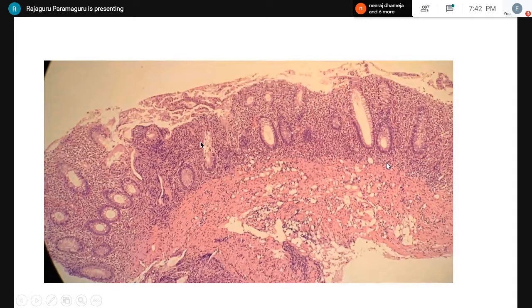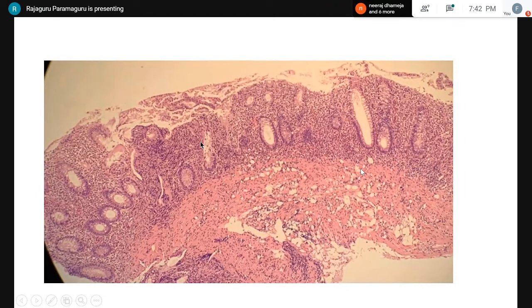And one thing to be noted is that this inflammation is restricted to the lamina propria. It is not seen crossing the muscularis mucosae into the submucosa, which is a feature of Crohn's disease. Submucosal inflammation is not a feature of ulcerative colitis. There are certain rare cases, fulminant ulcerative colitis and toxic megacolon, you can have, but I think they'll be dealt with in the next lecture.